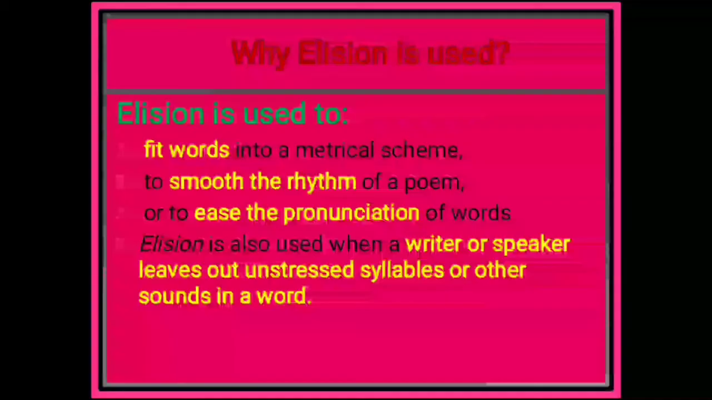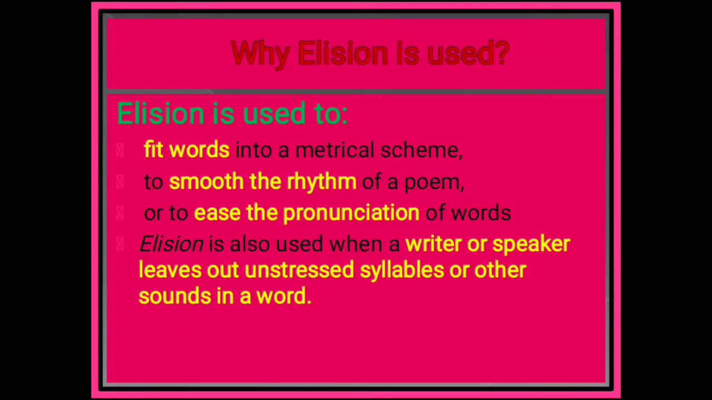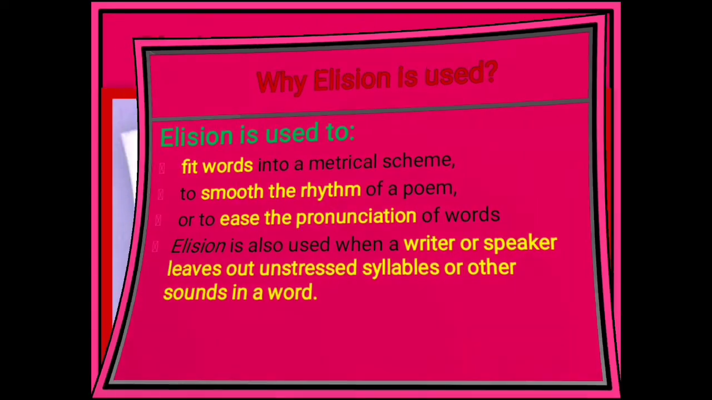Why elision is used is the most important question, which is always asked in papers. Why is elision used? The first point is to fit words into a metrical scheme. The second point is to smooth the rhythm of a poem. The third point is to ease the pronunciation of words. The fourth point is that elision is also used when a writer or speaker leaves out unstressed syllables or other sounds in a word. Let's understand it by example.